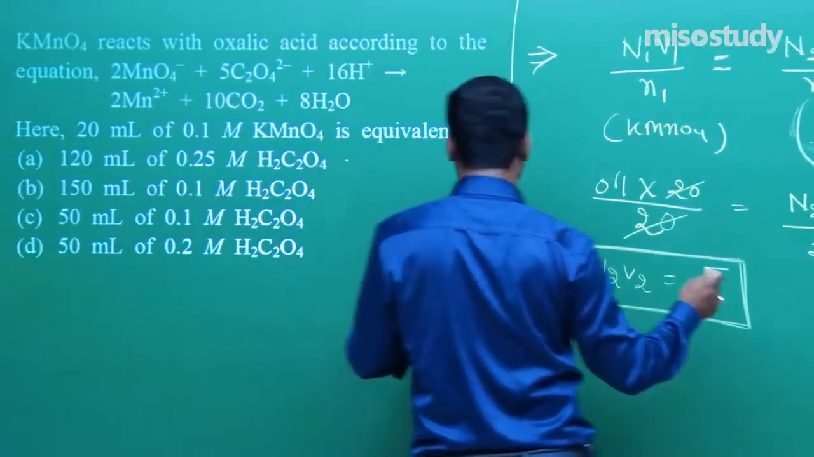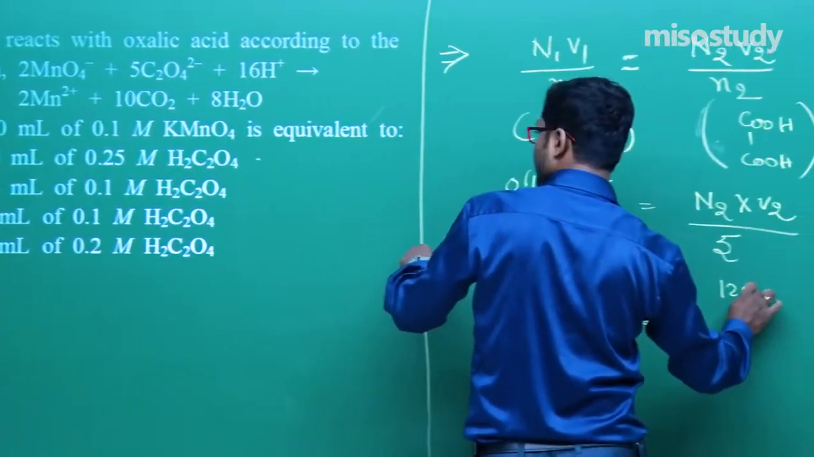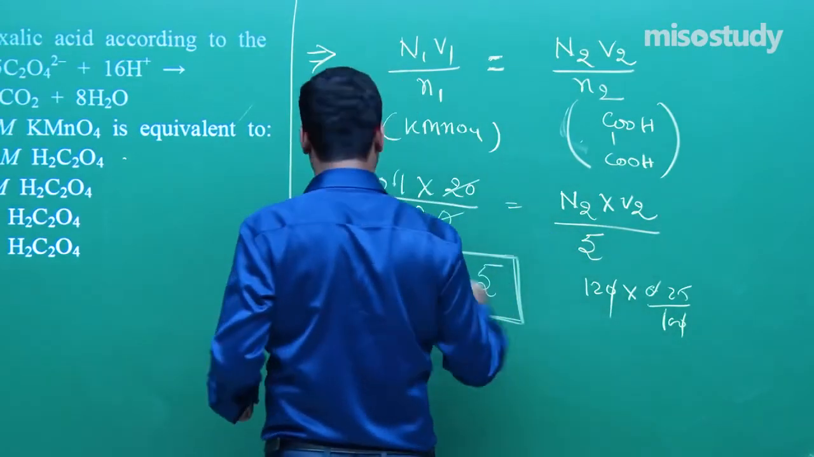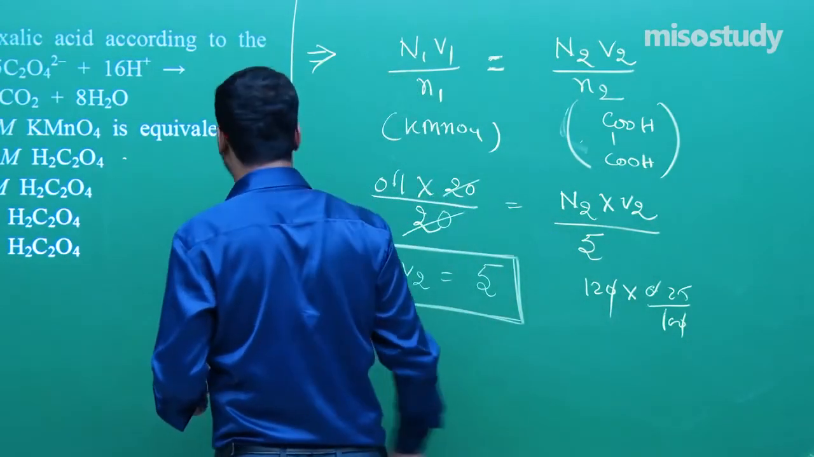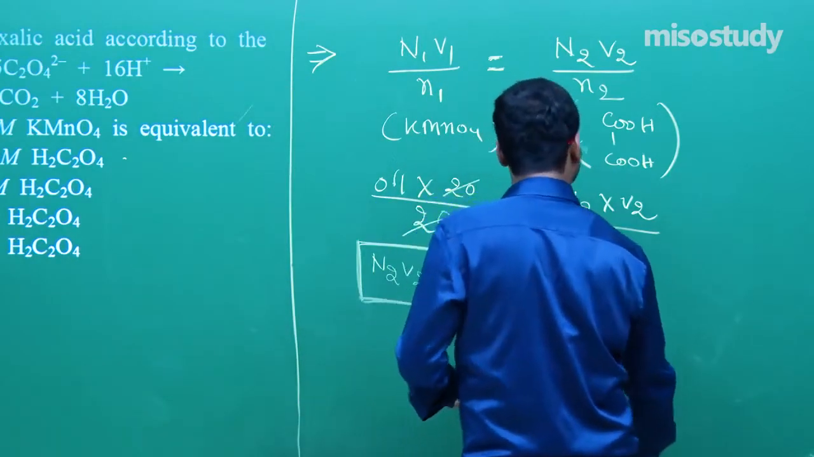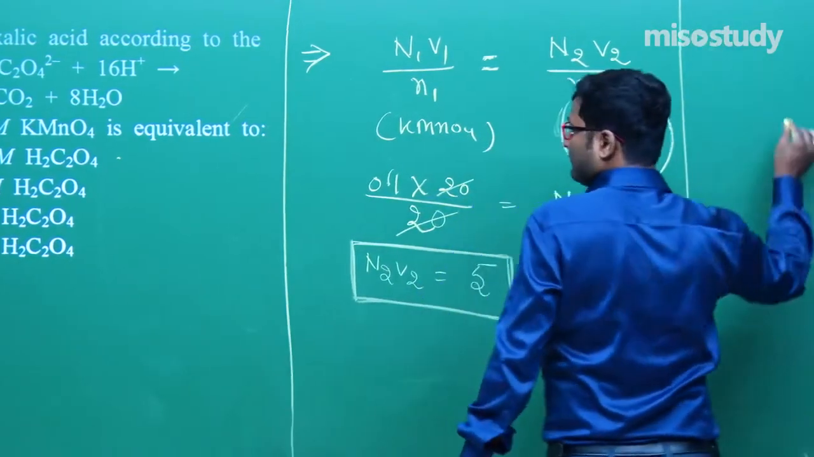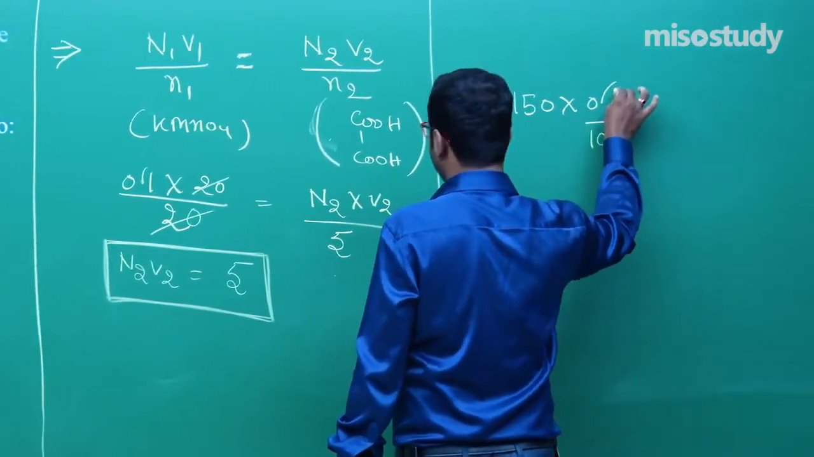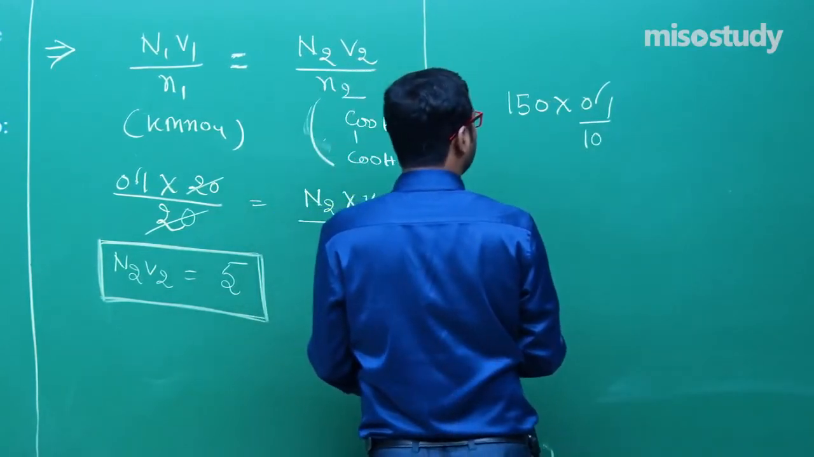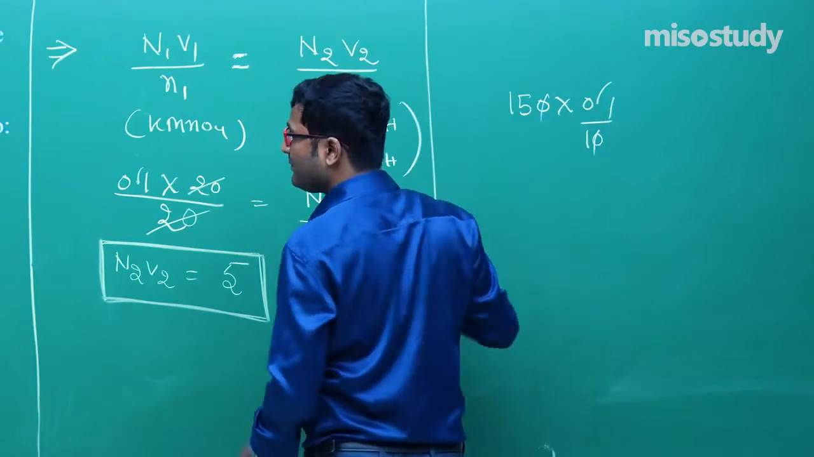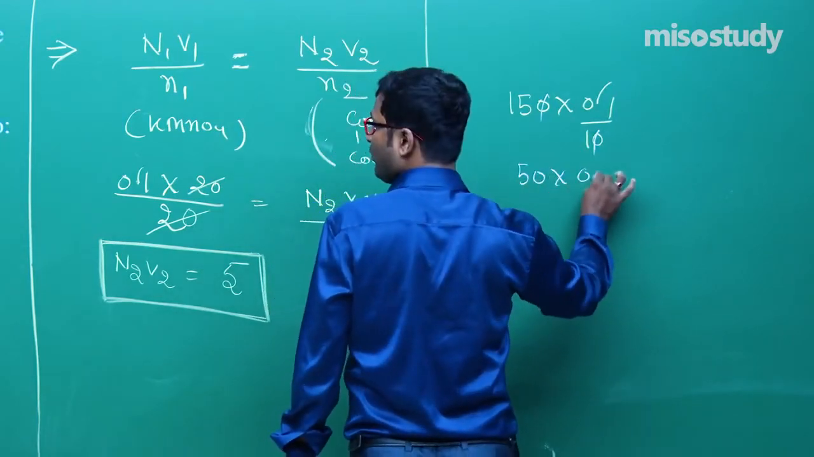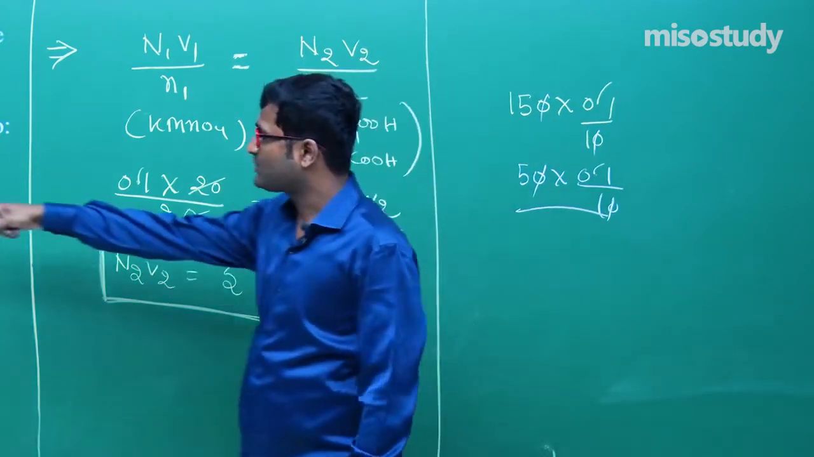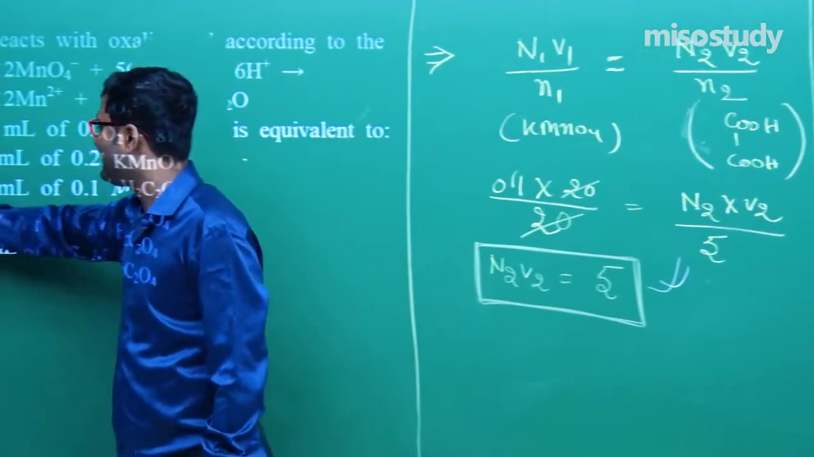Check the first option: 120 into 0.25, that is 100, no, this will not give. 150 and 0.1, check out the next option. 150 multiplied by 0.1 comes to 10 here. Then check it out, no, that gives 15, so this is not the option. 50 ml, 50 into 0.1, upon 10. That is the C option. C option satisfies the answer.